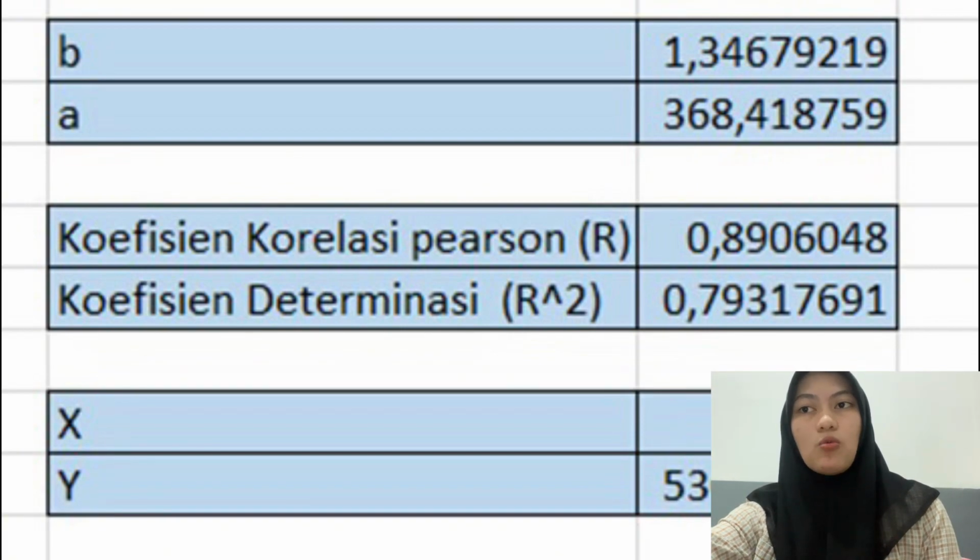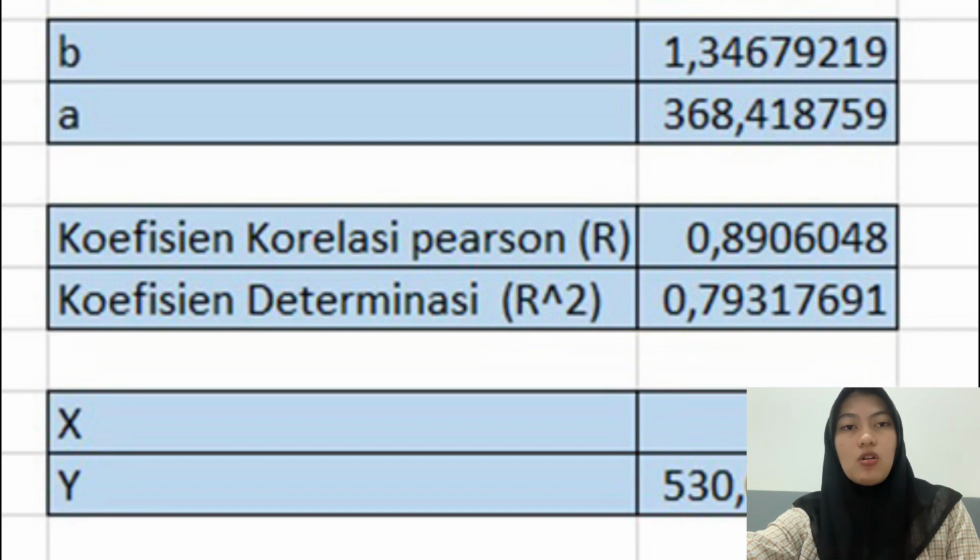Every additional 1 unit of x will increase y by 1.34. And for the last is a or intercept, the Y-axis intersection point. When x is 0, the y value is estimated to be 368.